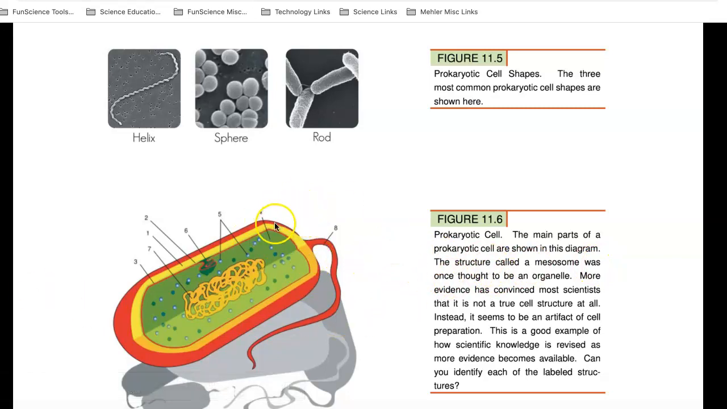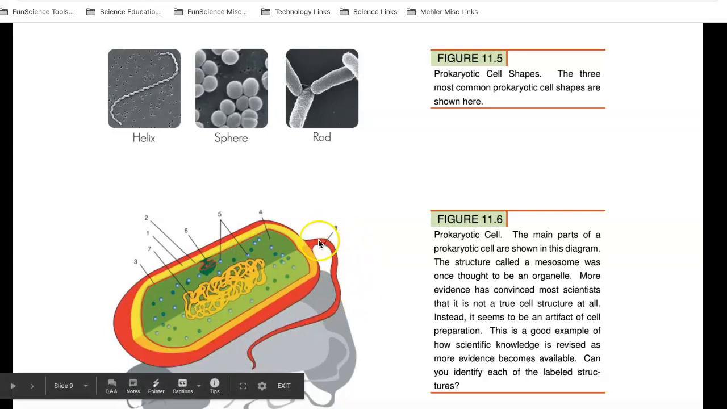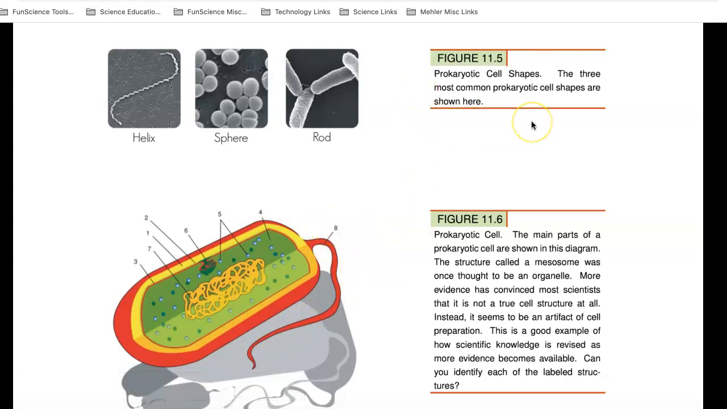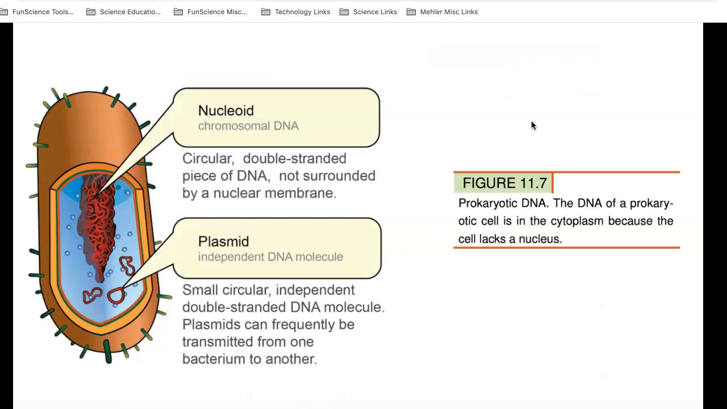So you should go over this and know that they have a thick cell wall. They also have a cell membrane, plasma membrane. This is their DNA, and these little dots are the ribosomes. And this is how they get around. This particular species only has one flagella on the back, but this is how they transport themselves.